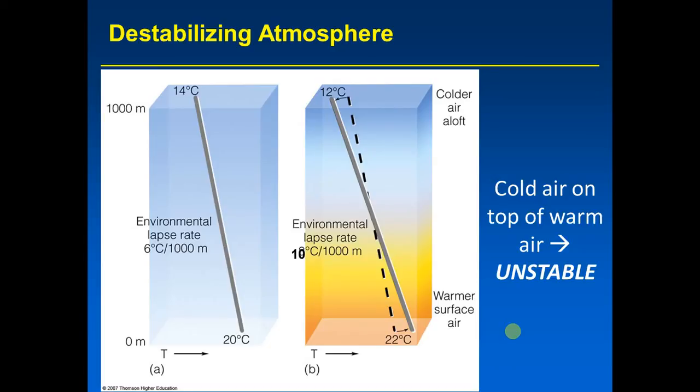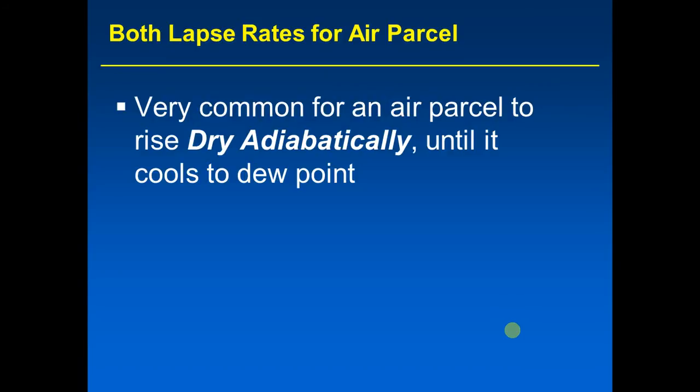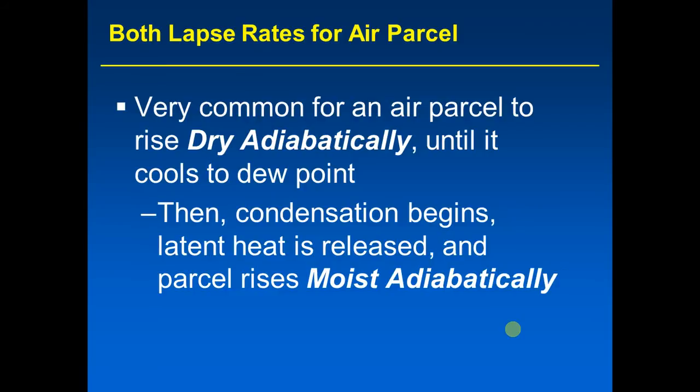Now, it's very common for an air parcel to rise dry adiabatically until it cools to the dew point temperature, at which point the lifting condensation level is reached. Thereafter, condensation begins, a cloud forms, latent heat is released, and the parcel rises moist adiabatically. So while in the previous examples we looked at whether the parcel was initially unsaturated and remained so with increasing height, or was saturated and remained so with increasing height, often a parcel starts unsaturated, reaches the LCL, and then becomes saturated. So it's common for an air parcel to undergo both rates of cooling, the dry adiabatic lapse rate and the moist adiabatic lapse rate, okay?